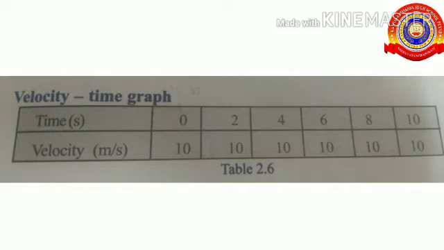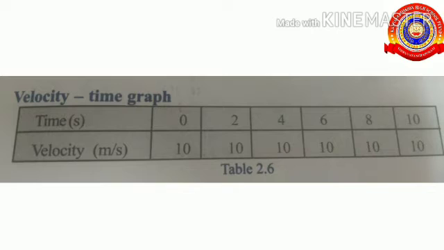And here, the time increases by 2 seconds. That is 2, 4, 6, 8 and 10. And what about the velocity? Yes. Here, the velocity remains same throughout the journey of that object. So, let's see what is the nature of this velocity time graph.